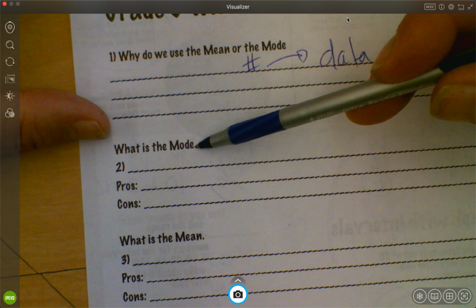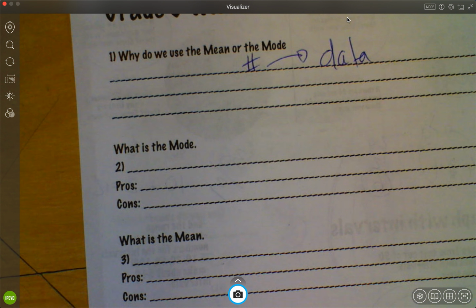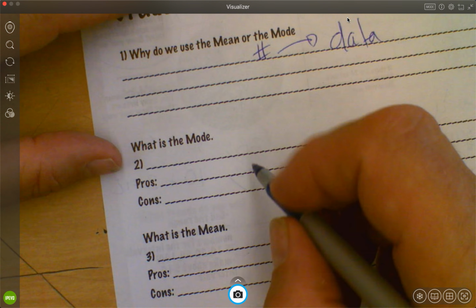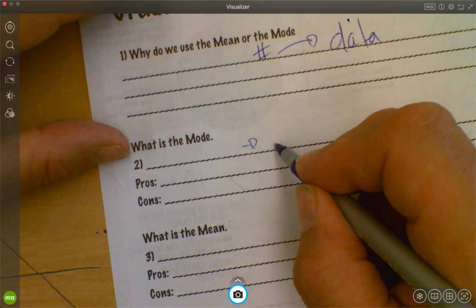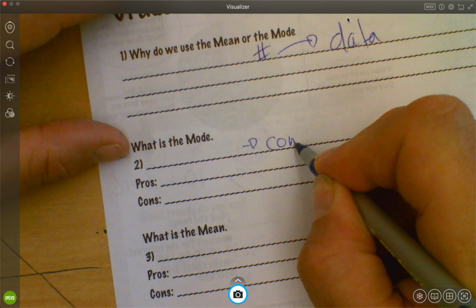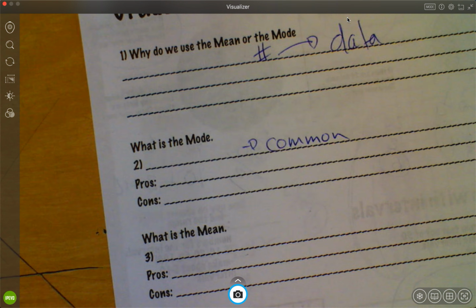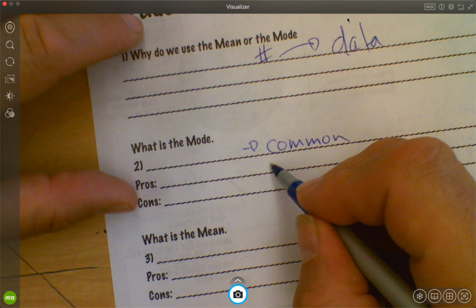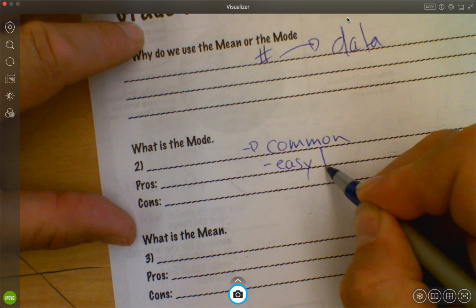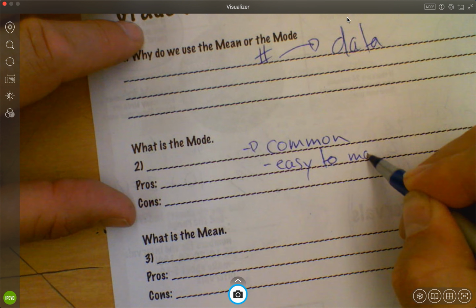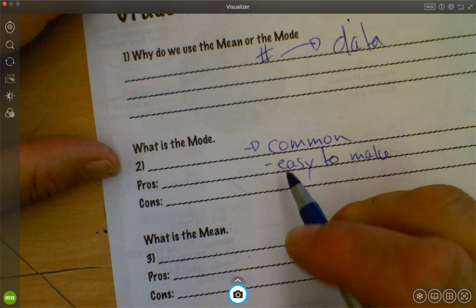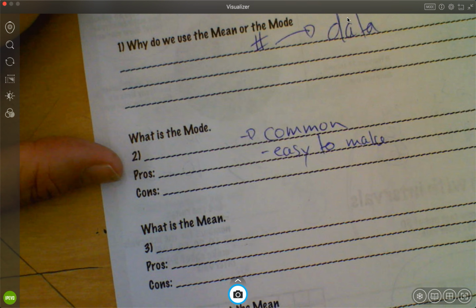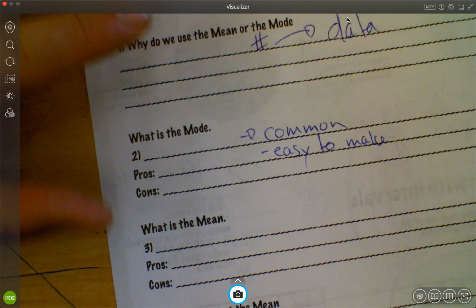One way is to do the mode. Just look at what's the most popular number and use that. The pros of the mode: it's the most popular, or a better way of saying it, the most common number that you might find in data. It's kind of easy to make. And if you have a lot of numbers, the mode kind of works because it's the number that came up the most. The downside is that it doesn't always take into account all the numbers.